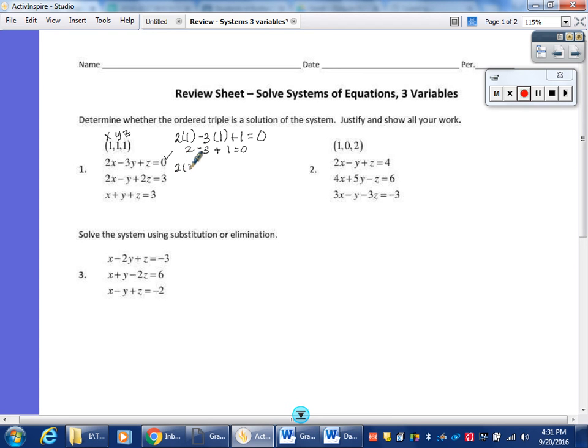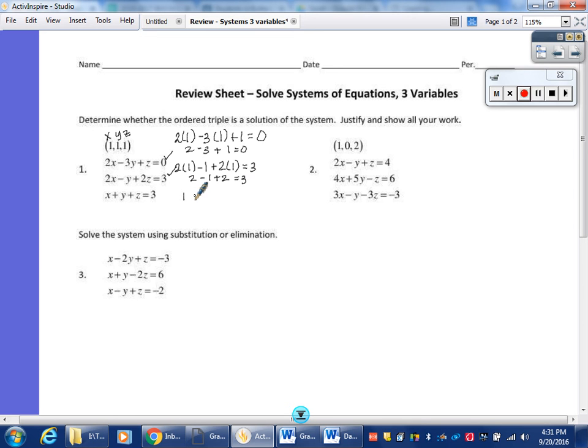So 2 times 1 minus 1 plus 2 times 1 equals 3. So again, x, y, z. That is 2 minus 1 plus 2. 2 minus 1 is 1 plus 2 is 3. So that works for the second equation. It checks out and it works. I'm going to try the third equation.